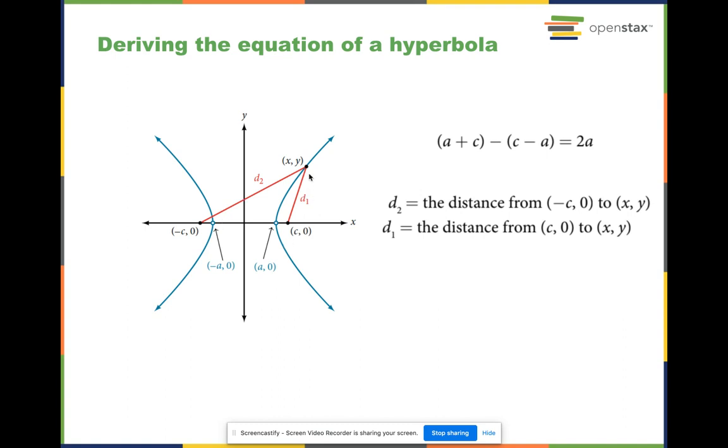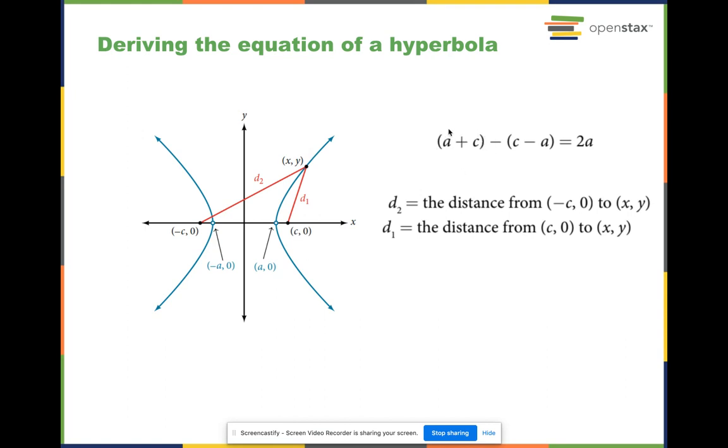The difference between D1 and D2 is the same for all points on the hyperbola, where D1 is going to be the distance from the focus point to a point on the hyperbola. And here's the other focus point, right? So the difference between D1 and D2 is constant for all the points on the hyperbola. It is what it is.